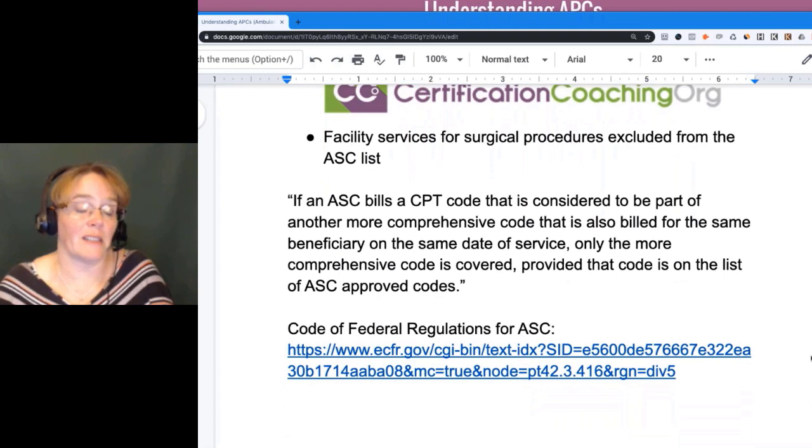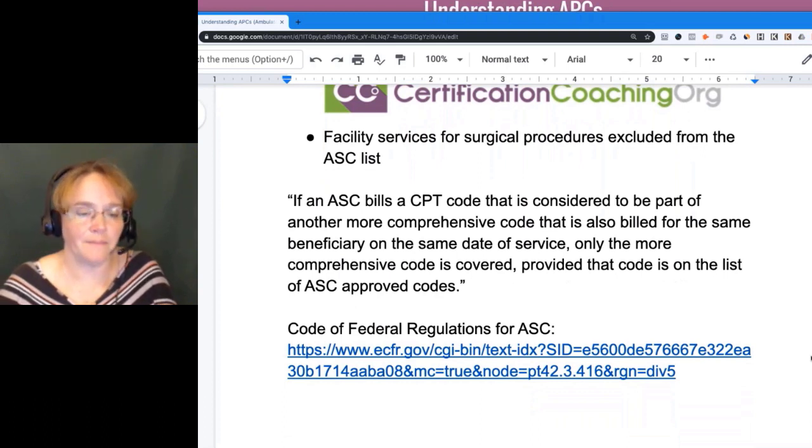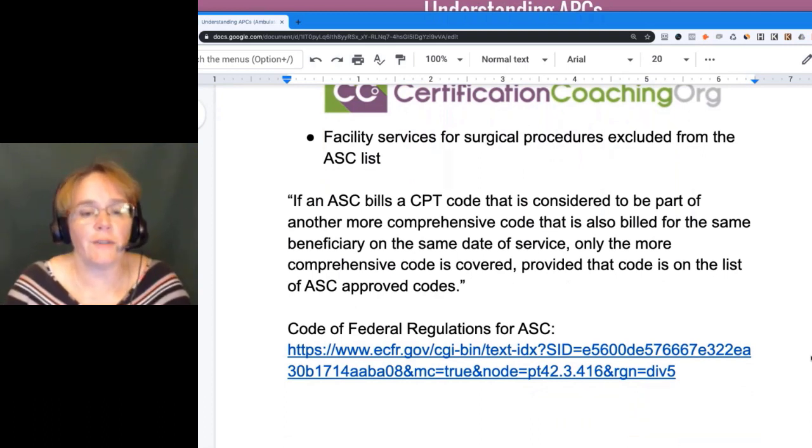And any services that are on the excluded list. So there's a link there for the federal regulations. That is the code of all the federal regulations for an ASC. So if you deal with ASC surgery, this might be an area that you want to look at. But if that ASC bills that code, that is considered to be part of another code. You're going to see this for any outpatient services that are billed. Only the most comprehensive code is going to be covered.